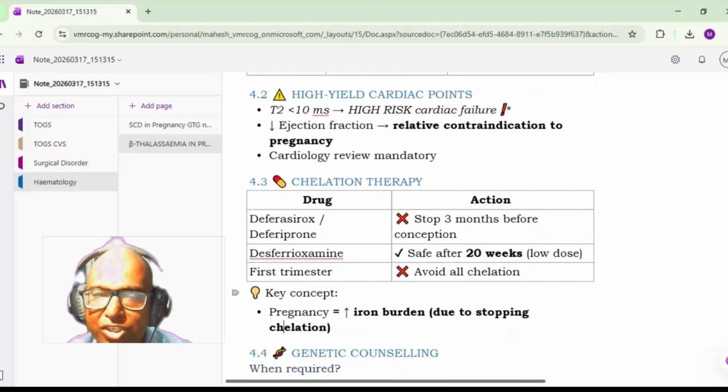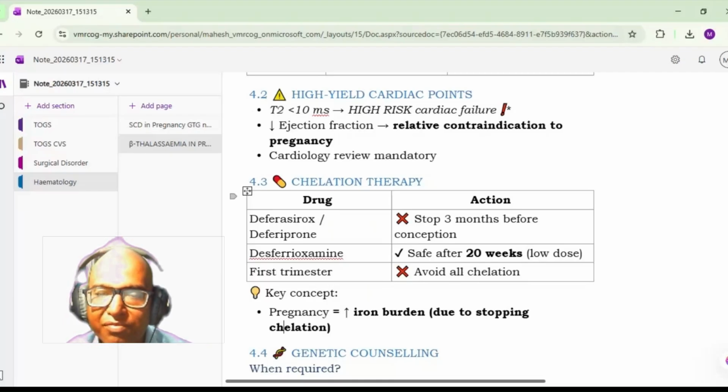Now coming to chelation therapy, because we are concerned about the iron overload, the excess iron needs chelation therapy. There are three agents which can be used, out of which only desferrioxamine is safe in pregnancy. That is also from 20 weeks, or second and third trimester onwards, when you can start the patient on desferrioxamine. The other agents, deferasirox and deferiprone, are to be stopped 3 months before conception.